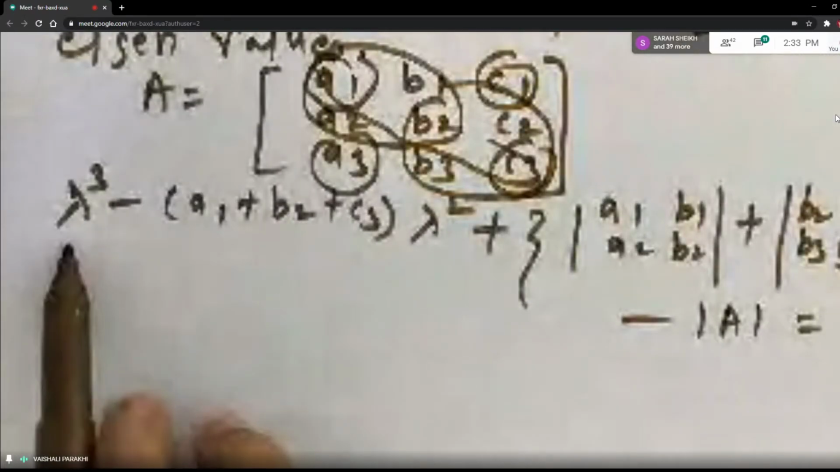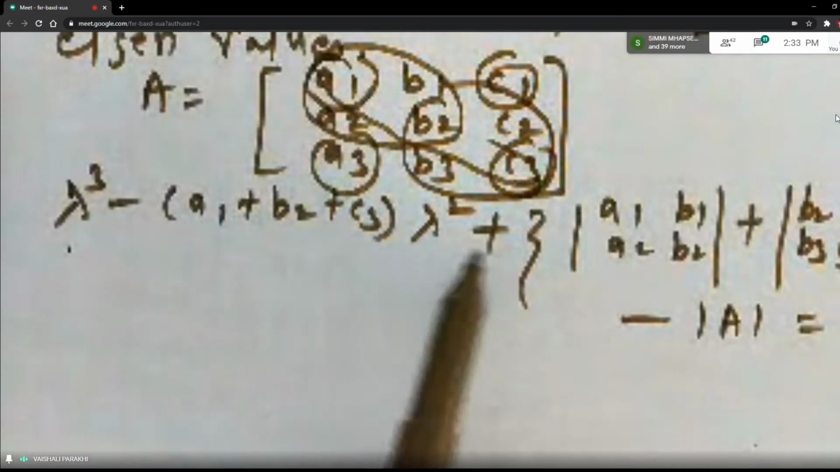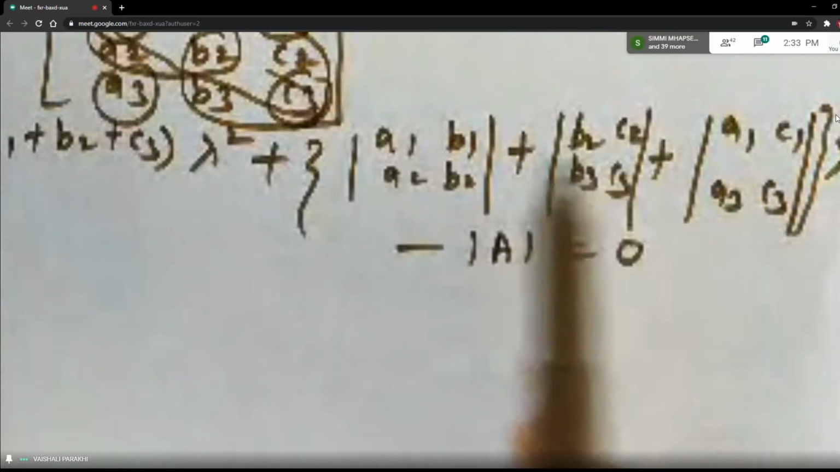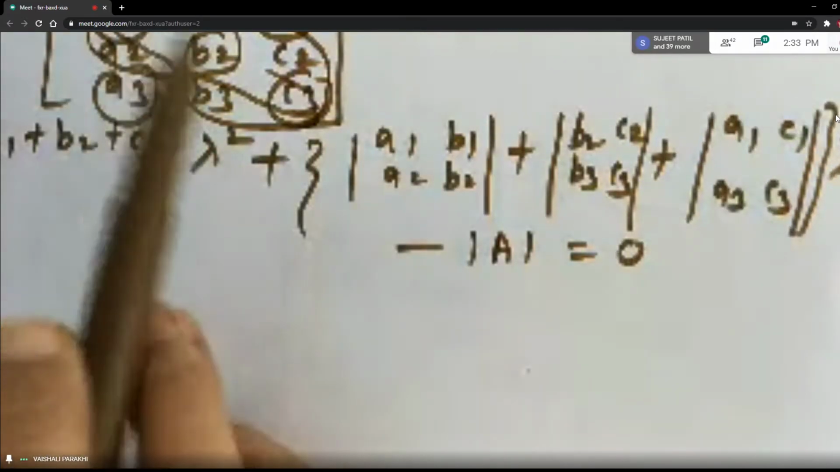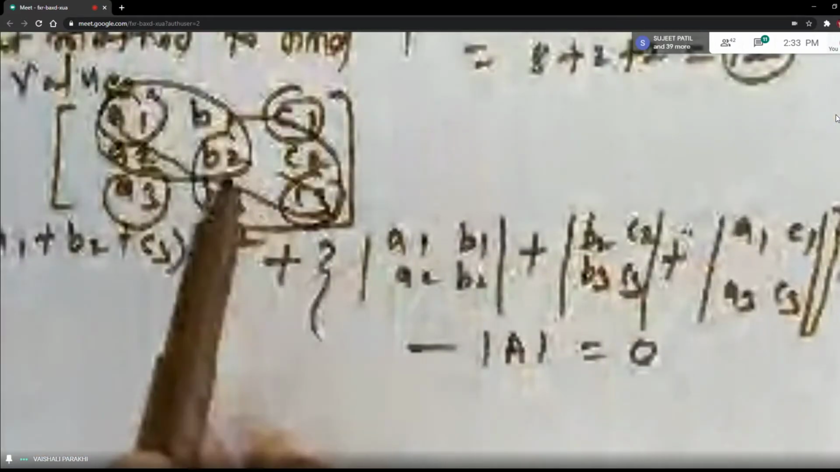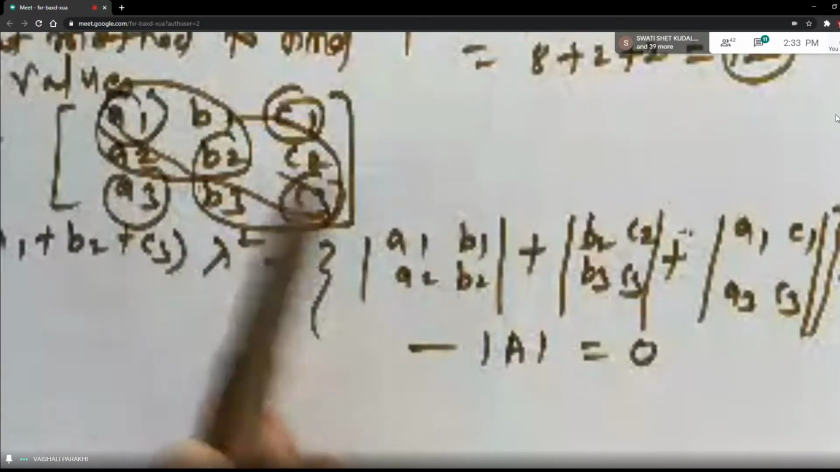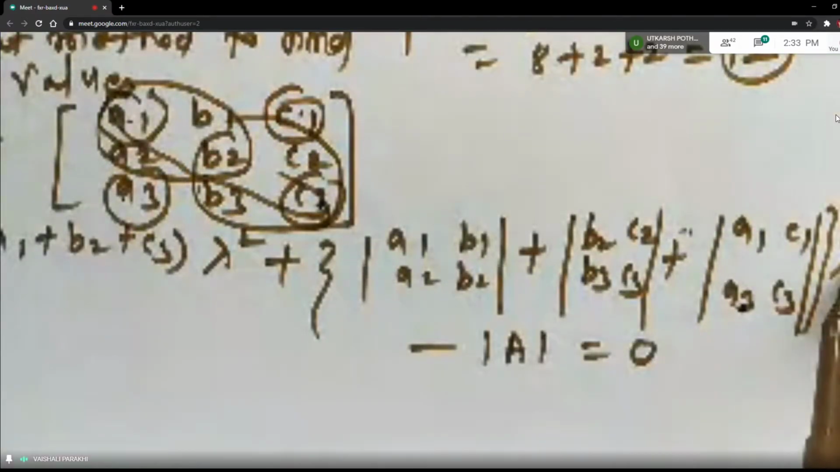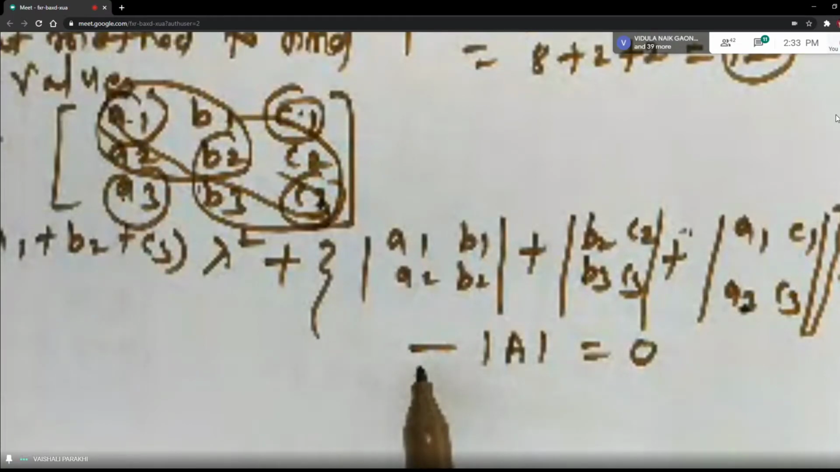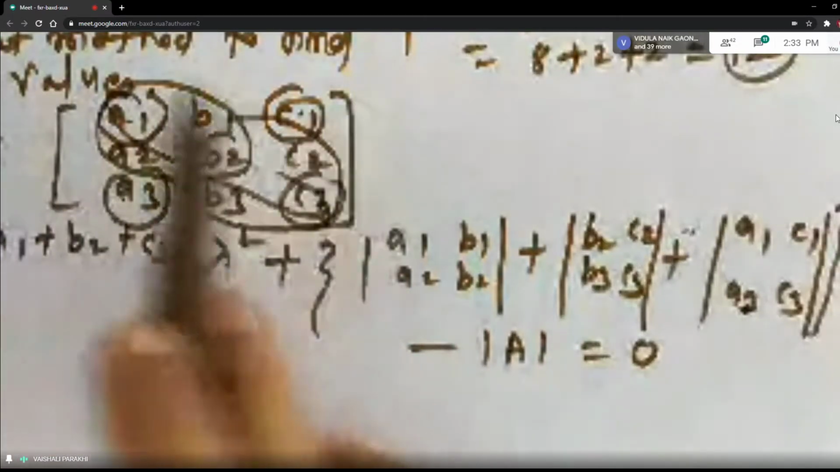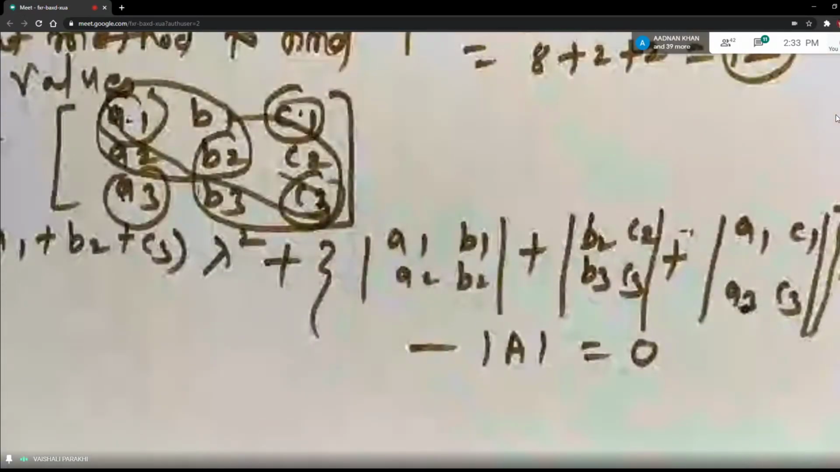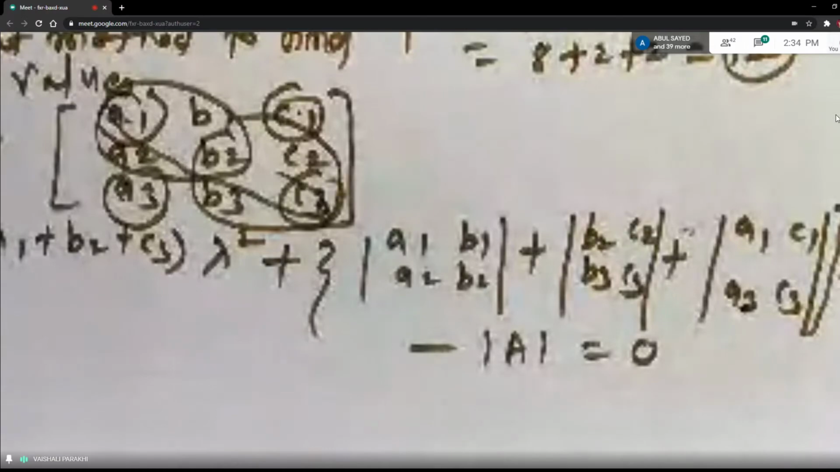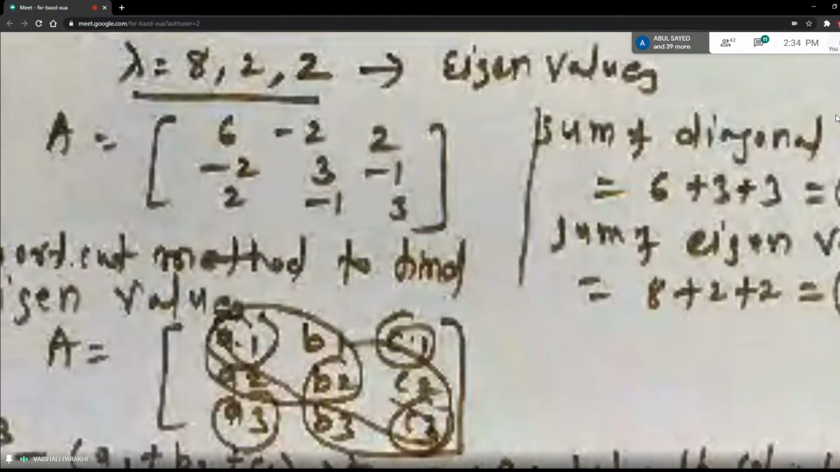First is lambda cube minus sum of the diagonal elements lambda square plus there are 3 minors. First minor is the first part of the determinant matrix. Second minor is the cross corner of this matrix. And the third minor is corner element of the matrix. And this is coefficient of lambda. And minus last term, whatever is the value of the determinant, and it is equal to 0. So this formula gives you the direct characteristic equation.